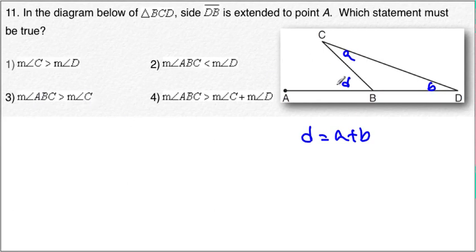Angle ABC, which is the exterior angle, must be greater than the measure of angle C. And that is true. Why? Because angle C is one of the remote angles. You need to add the other angle measure here to equal D. So therefore, D must be greater than any one of these two, which is choice 3. That will be our answer.